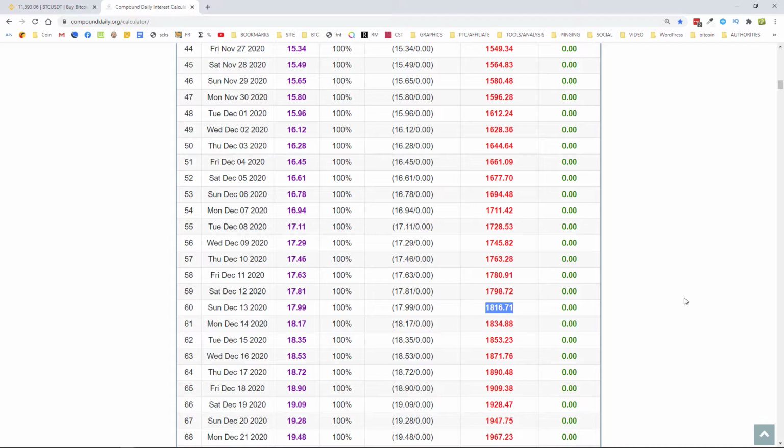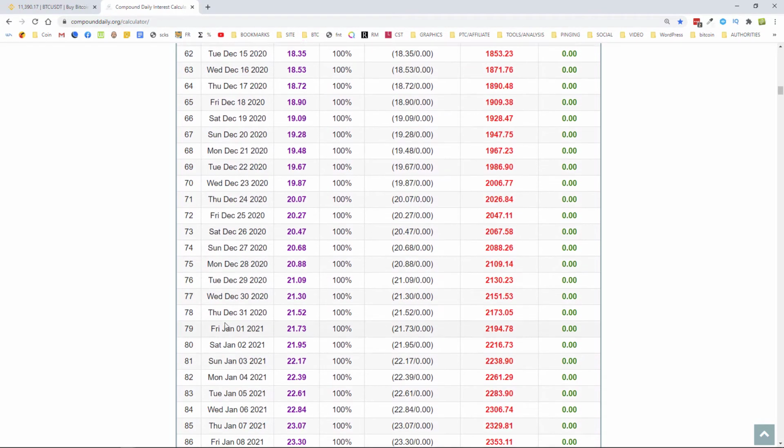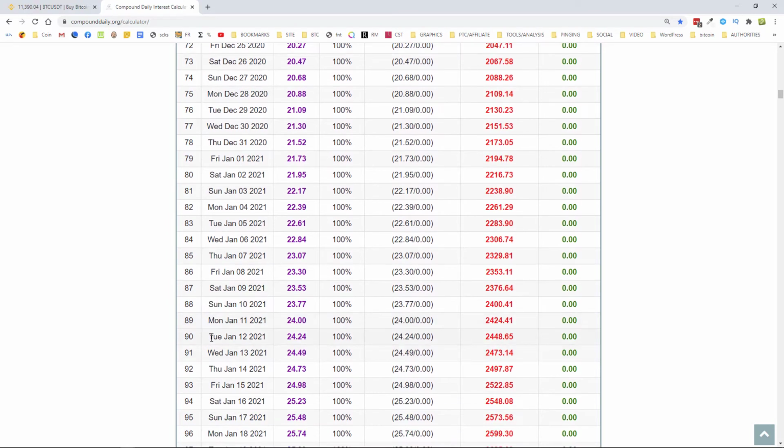Okay, but what we're going to do is we're going to keep reinvesting this amount. We're not going to take any out. We're going to keep on going because leaving it all in gives you the most growth, the most exponential growth. Okay, so let's scroll down now to 3 months, which is 90 days. As you can see, we are now up to around $24 per day profit.